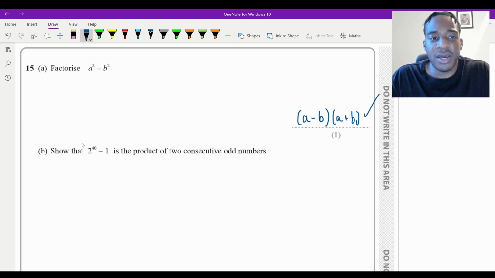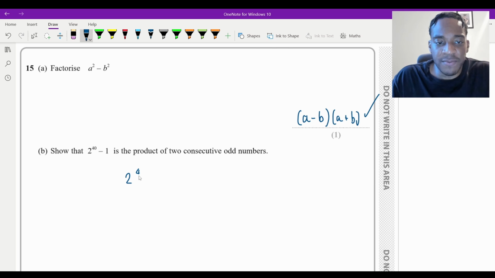Now this is part B. In part A, we were asked to factorize a squared minus b squared. And I've got a subtraction there, so you can kind of read between the lines. It's definitely going to be something to do with what we did in part A. So what I would do is write this out again. I've got 2 to the 40, take away 1. And what I want to do is try and write these as the difference of two squares, the same way we did it in part A.